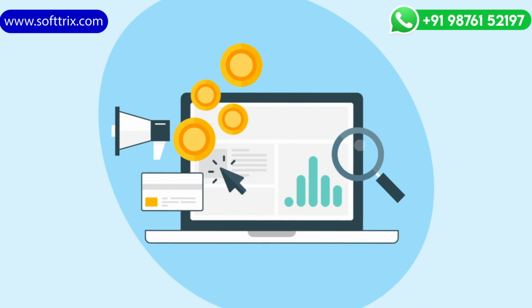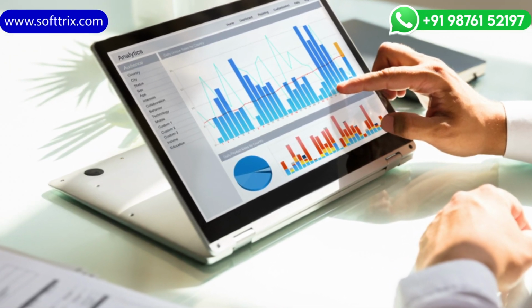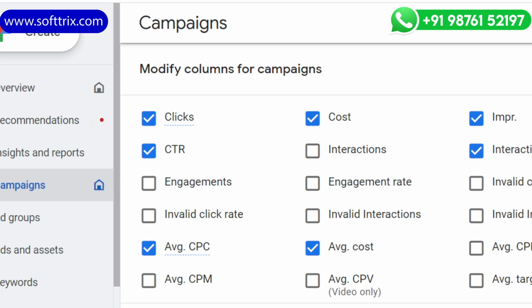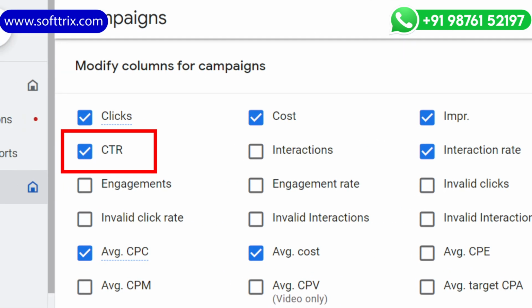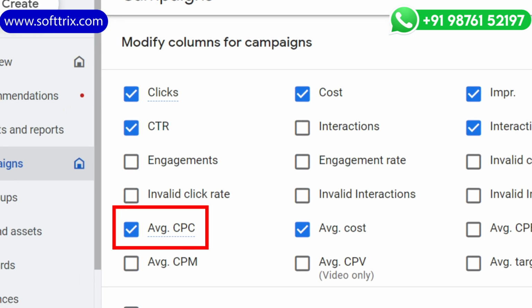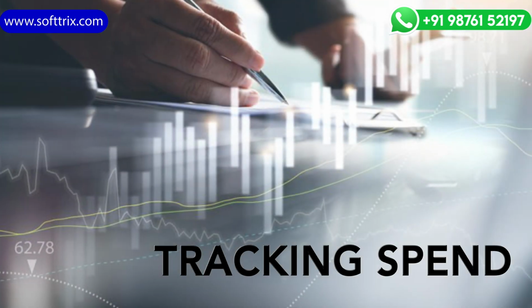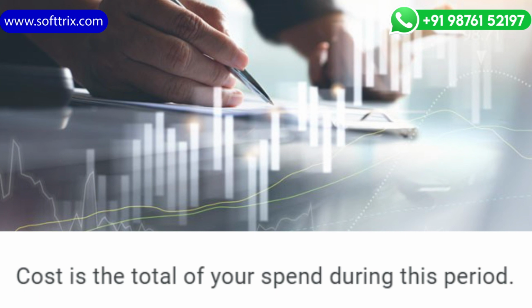For any PPC campaigns we always track the below mentioned KPI stats. It will be the clicks, impressions, CTR, that is the click-through rate, and the average CPC. Average CPC means the cost per click that we are paying for a click. We are also tracking spend, which is the most important thing.